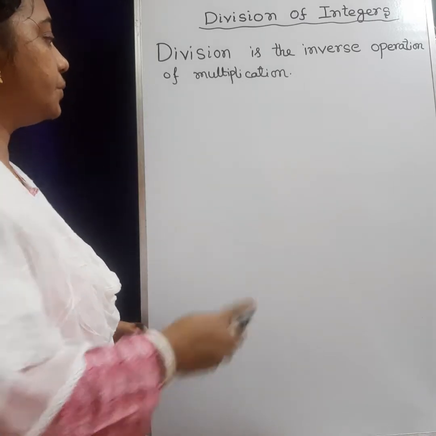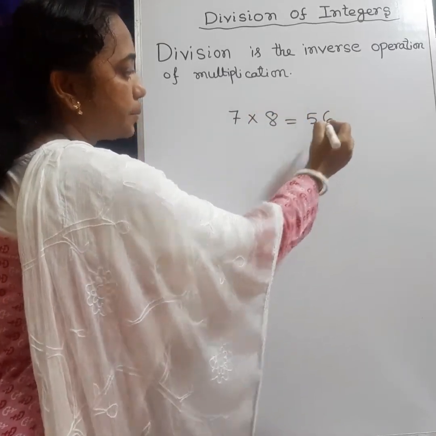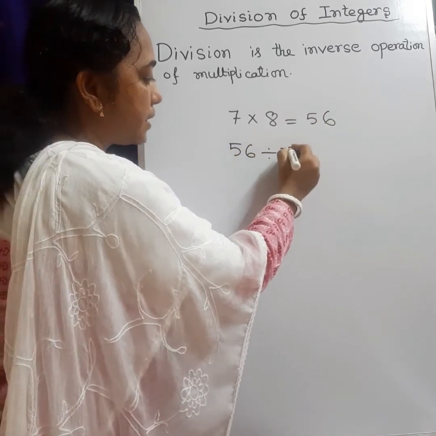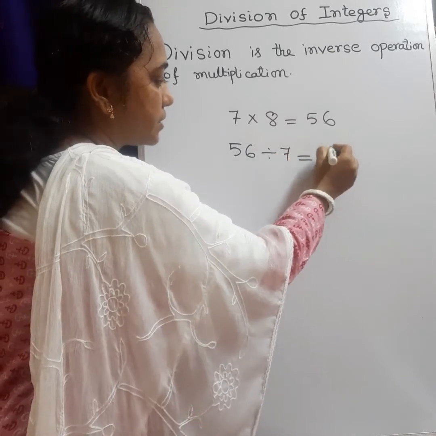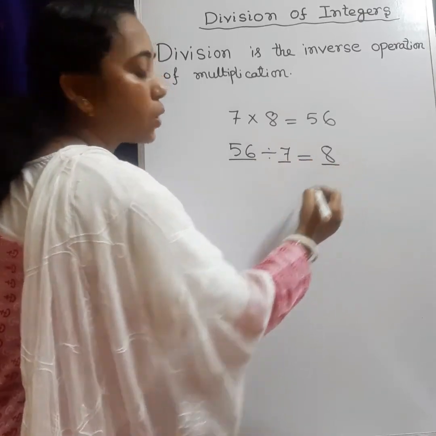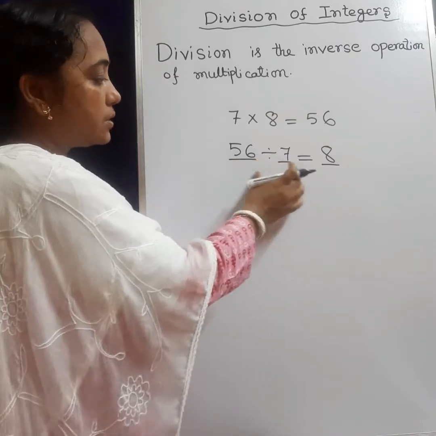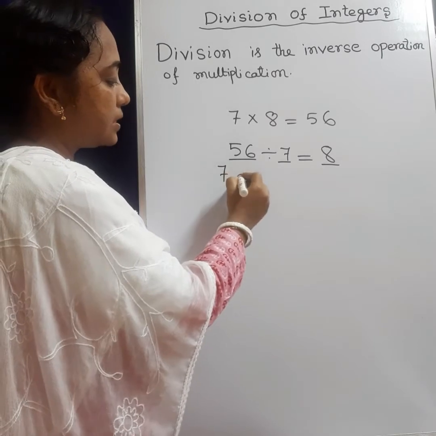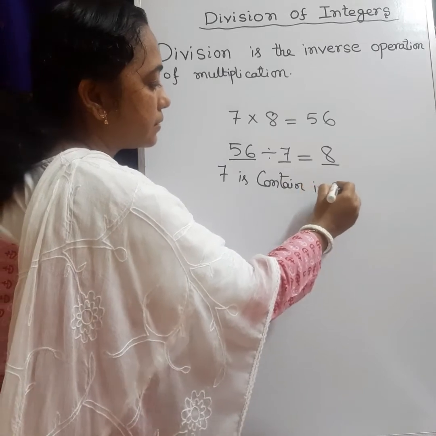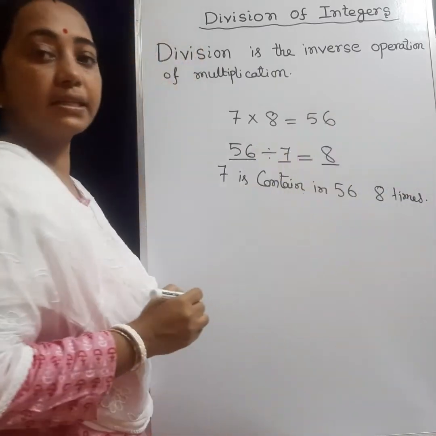For example, if we multiply 7 by 8, we get their product as 56. Now, if we divide 56 by 7, we get the quotient as 8. Here 56 is called the dividend, 7 is called the divisor, and 8 is called the quotient. In this division, we can say that 7 is contained in 56 8 times.